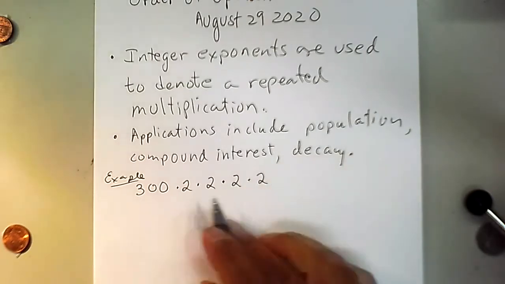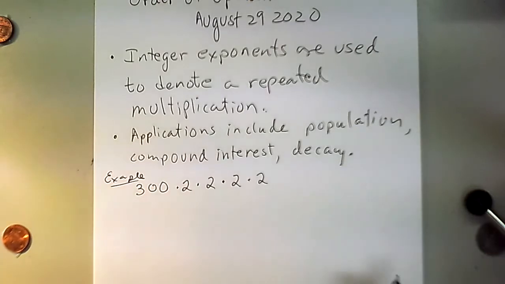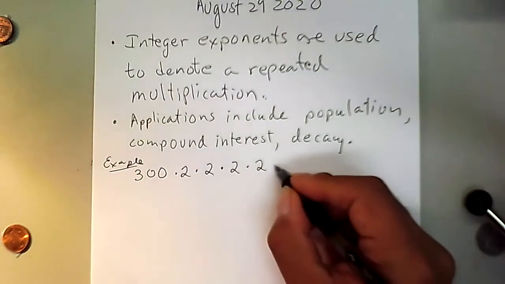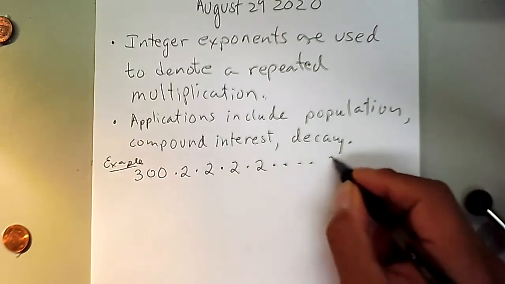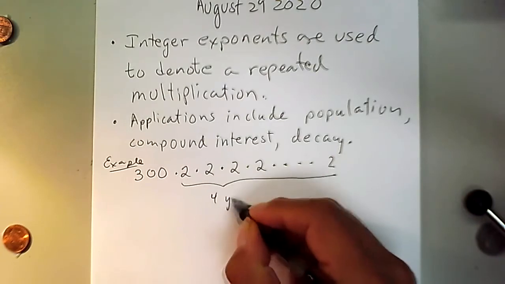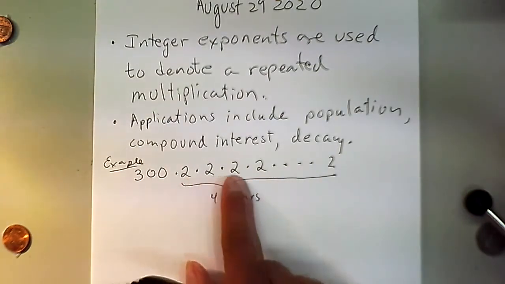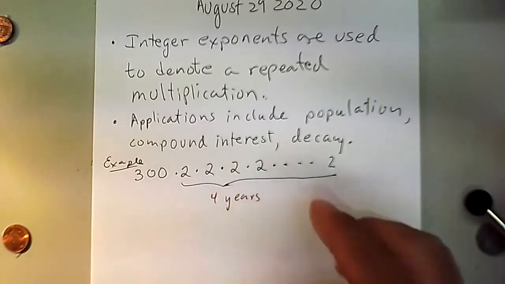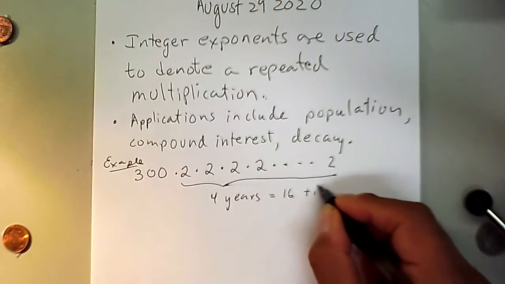So let's say you do this for 4 years. How many rabbits, assuming they have enough space and food? So you have to multiply this, 4 years. Eventually, there's a last 2. So 4 years, but there's 4 of those in each one of the years. So actually, that is equal to 16 times.